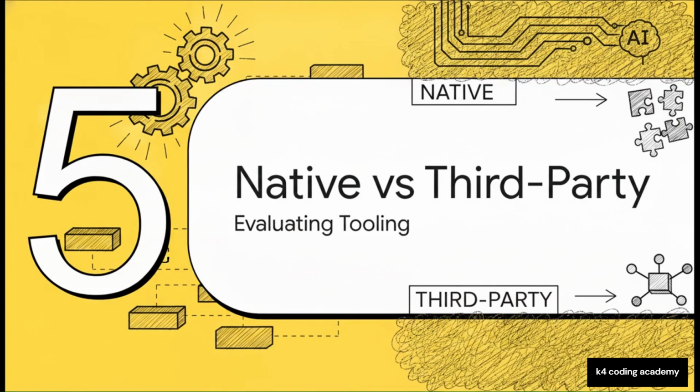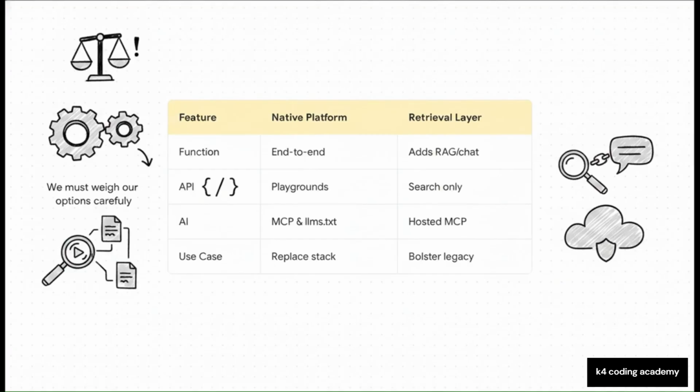Finally, Section 5, native versus third-party layers. Let's talk about evaluating the tooling market. As your technical lead, here's how I think we should weigh our options for our existing repositories. You've got native AI platforms like Mintlify or Gitbook that give you bidirectional Git sync, native OpenAPI playgrounds, and they automatically generate those critical MCP and llms.txt files. They are designed to replace your entire stack.